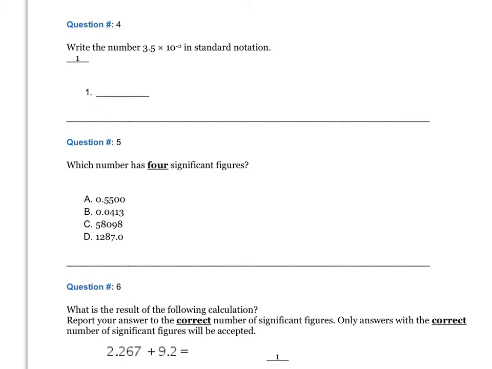Question 4. Write the number 3.5 times 10 to the minus 2 in standard notation. The answer is 0.035.